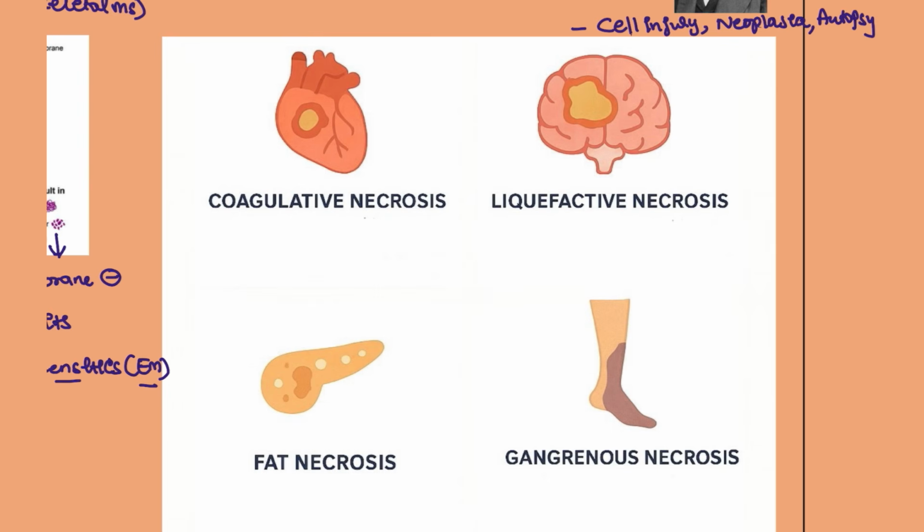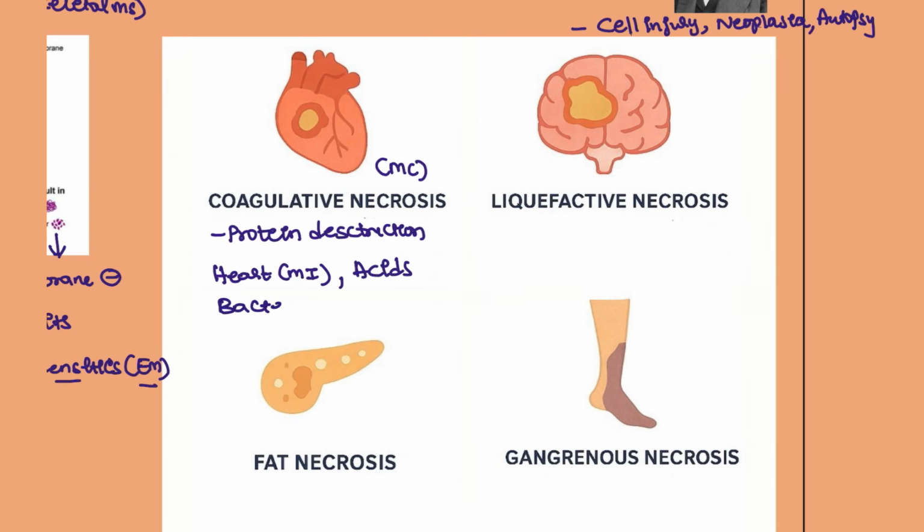irreversible injuries. Among them, the examples are coagulative necrosis, liquefactive necrosis, and other necroses. The most common overall is coagulative necrosis. In coagulative necrosis, there is protein destruction. Most commonly it involves the heart, in patients suffering from MI. It is also associated with acids, bacterial infections, and dry gangrene. Dry gangrene will be seen in these patients.